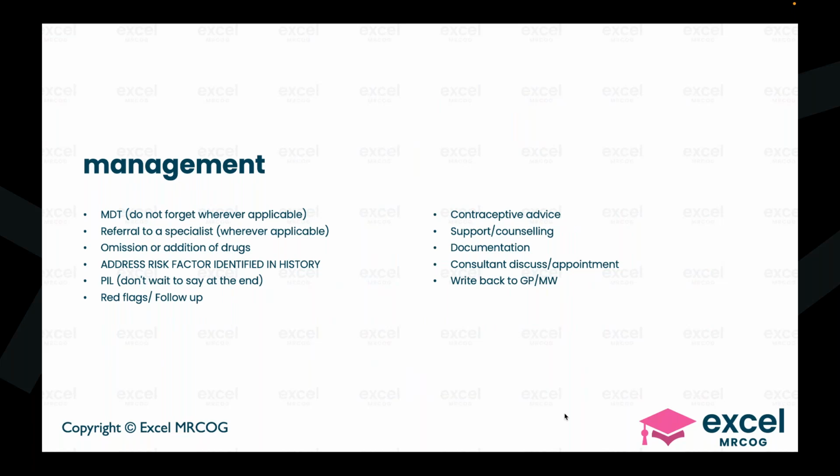How do you make sure? By telling her that she needs to be on a contraceptive method. That's safety. Other important points: support and counseling are very important. Documentation, consultant referral, discussion, and appointment are important points. And write back to the GP or midwife if they are referred from the GP or midwife.